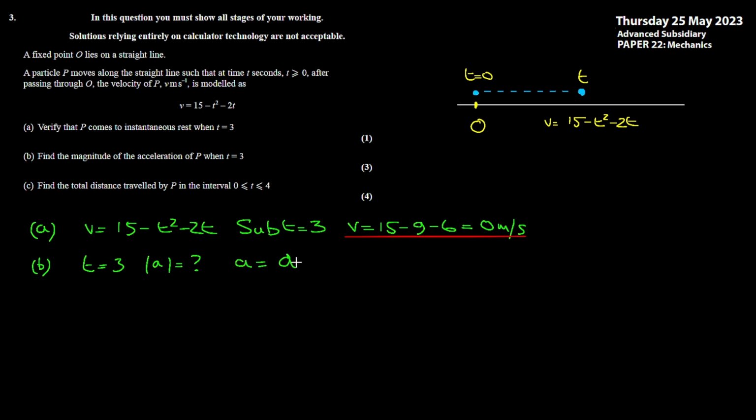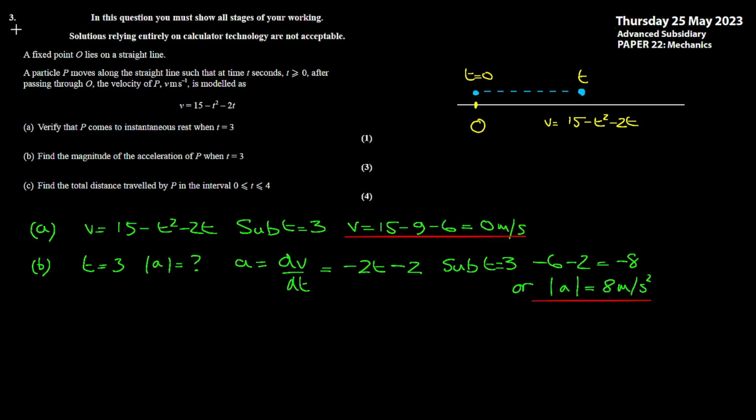a is equal to dv/dt, which is equal to 15 differentiates to 0. This becomes negative 2t minus 2. So now we sub t equals 3. Negative 2 times 3 is negative 6, and that's joined by negative 2, so the answer is negative 8, or the modulus of a, the magnitude of a, is equal to 8, and that will be your answer.